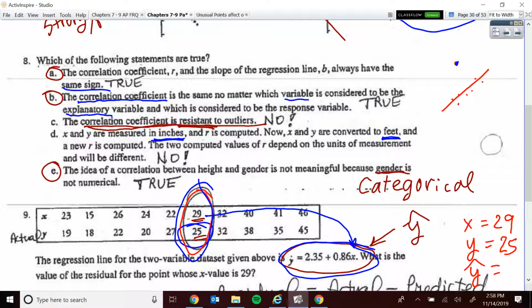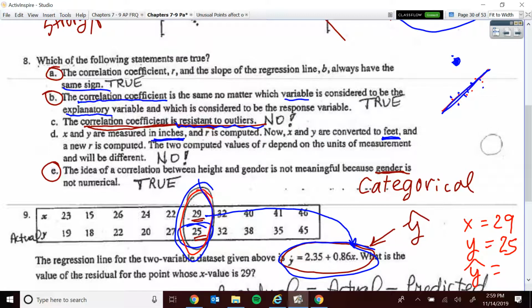You can add, subtract, multiply, divide. You can even switch the X and Y, and the R doesn't change. So B is true. C is false because of what we learned yesterday. It says the correlation coefficient is resistant to outliers. And that is not true because yesterday we discussed what an outlier would do to the correlation. Weaken it, okay? So one item changing affects the correlation.